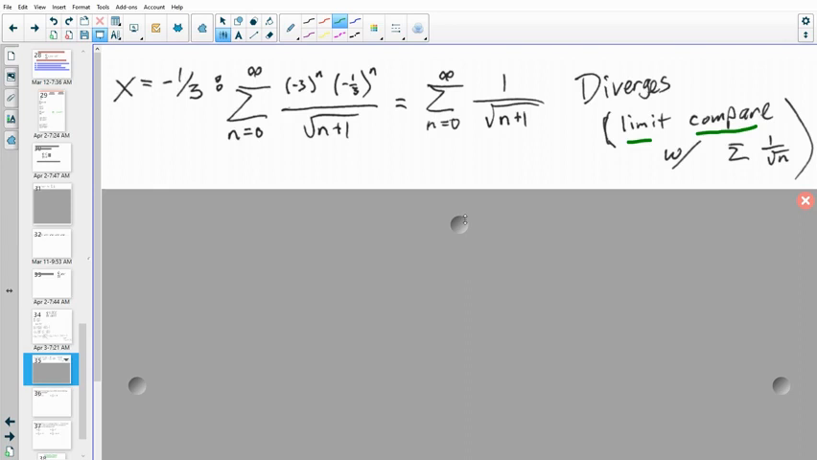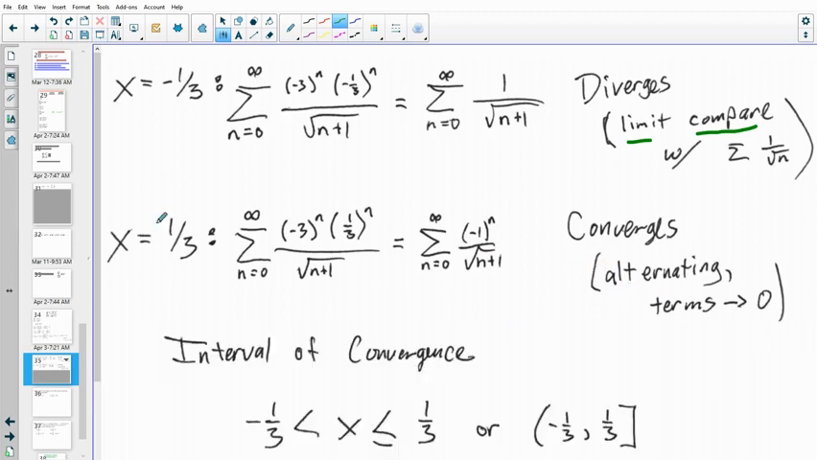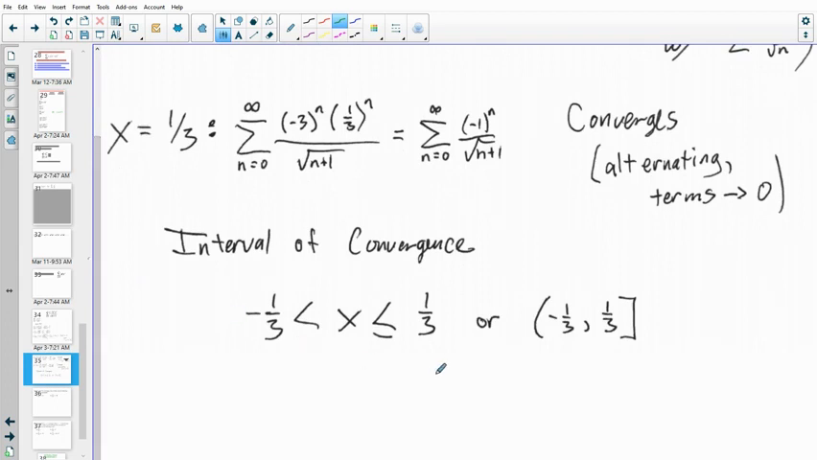So this series diverges at x equals -1/3, but when I plug in +1/3, -3 times a third is -1. I've got (-1)^n. And all of a sudden, this series, instead of looking like a p-series, is an alternating series. Since the terms are going closer and closer to 0, it converges at that value, which means my interval of convergence is between -1/3 and +1/3, including +1/3 but excluding -1/3.